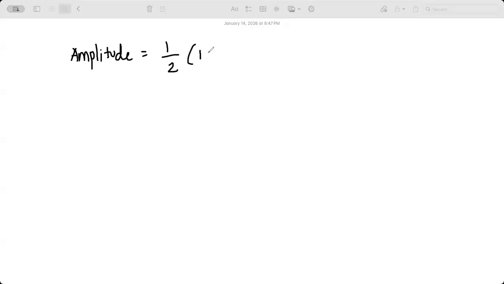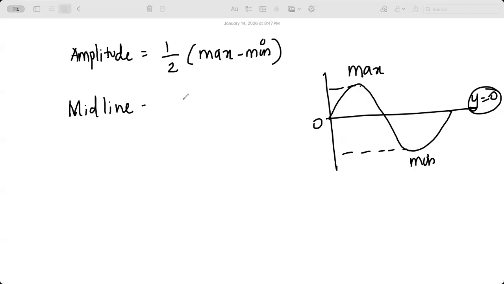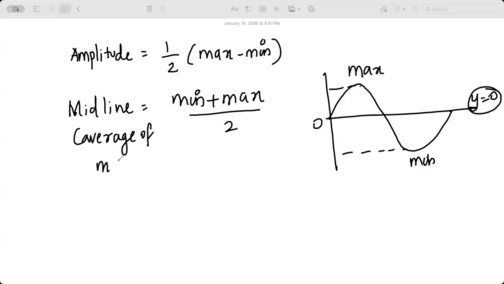Amplitude is half the difference between the max and min values. Consider a sine curve. This is your max value, this is your min value, and this is y equals 0, which is the midline. For the midline, you do min plus max divided by 2. It's just the average of the minimum and maximum. It is so useful, guys, in so many cases.